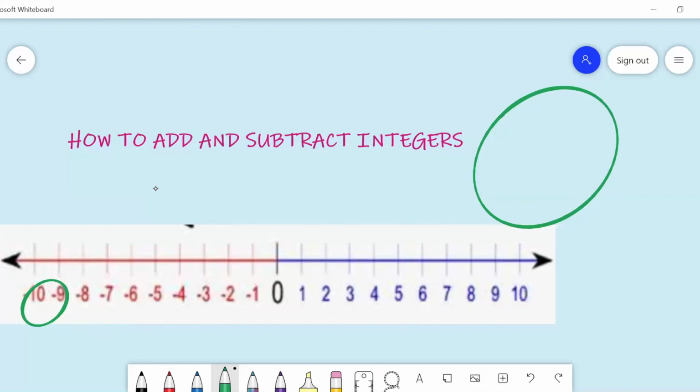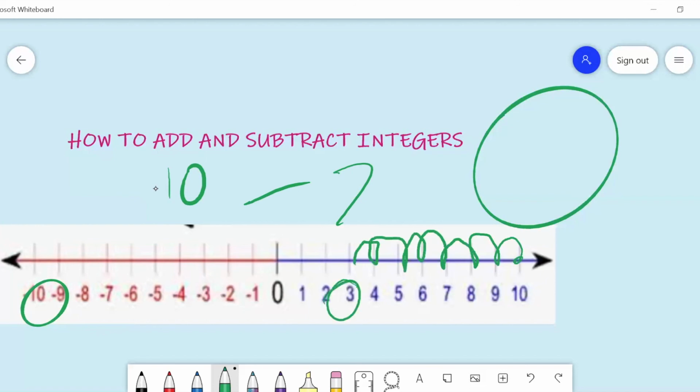So now let's see the last example. Our last example would be 10 minus 7. So 10 is over here. You go 1, 2, 3, 4, 5, 6, and 7. 3 is our answer, plus 3. So our answer is plus 3. Thank you, and this is the end of this video.